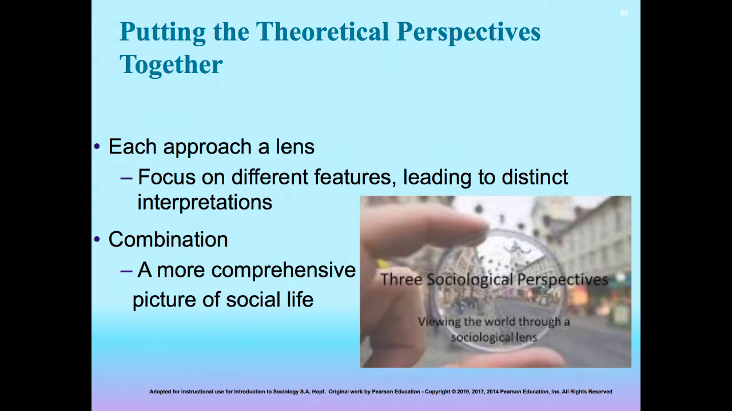The main point here is that each group has a lens, a way of seeing the world. Symbolic interaction looks at the individual level and how meaning is created. Functionalists look at what society needs to function properly. And conflict theory looks at dominant and subordinate group relationships and the resources that those groups have.